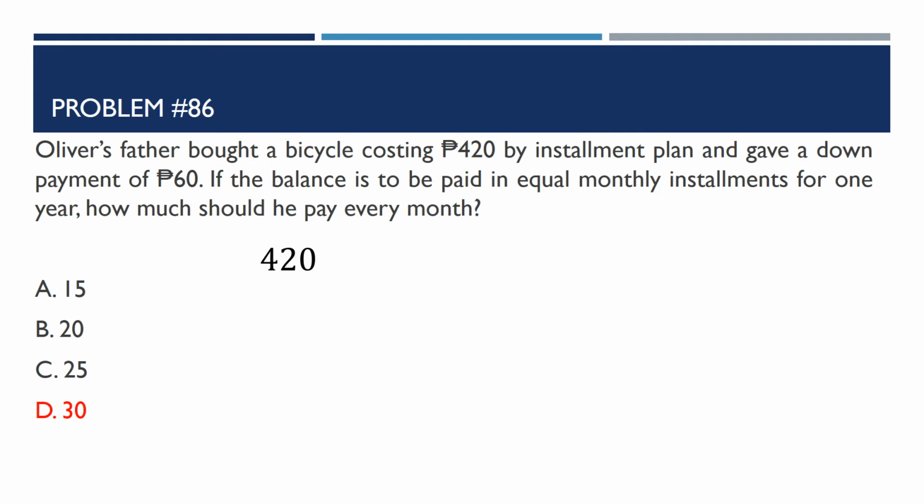At first, the price is 420. Now we cannot divide this by 12 directly because there's a down payment. So let's subtract first the down payment, which is 60. And there's 360 pesos left for the cost. Now we're going to divide this by 12 because there are 12 months in a year. So 360 divided by 12 is 30.